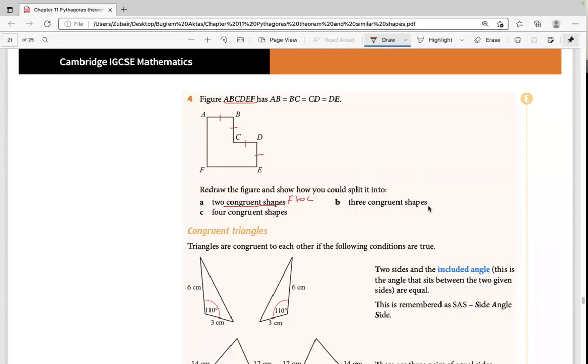B part. Three congruent shapes. From the half of A and F, a line through C, and also from the half of F to E, a line through, basically, CD extended and BC extended. Third one. Four congruent shapes.